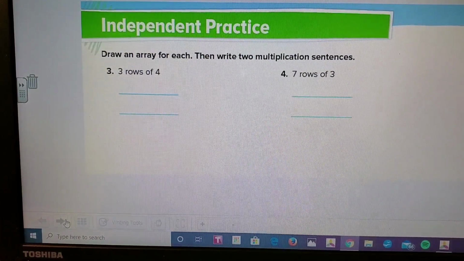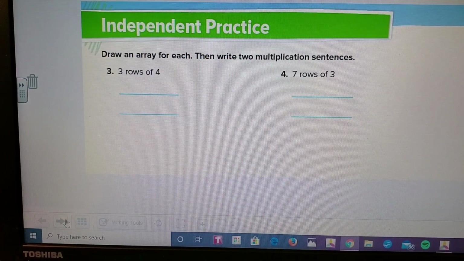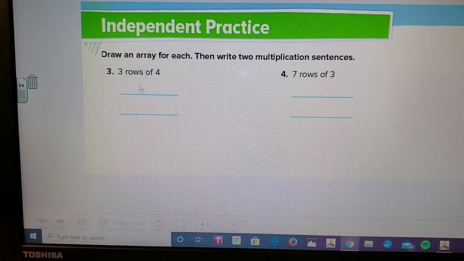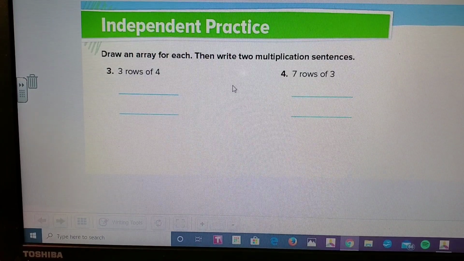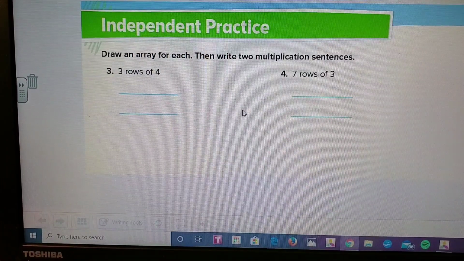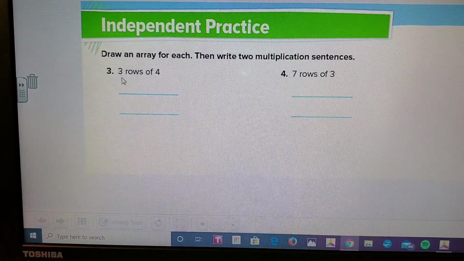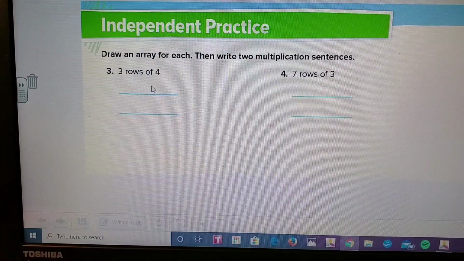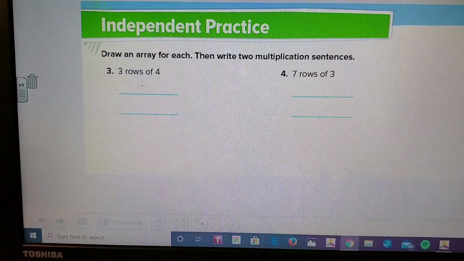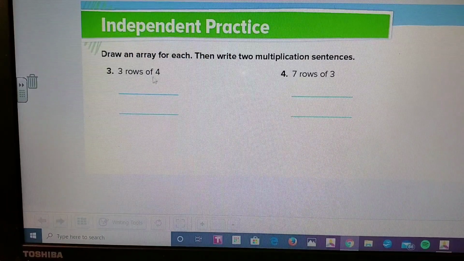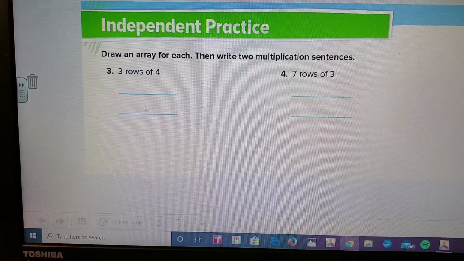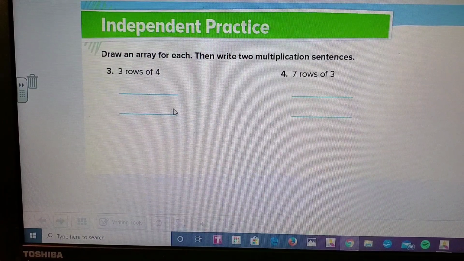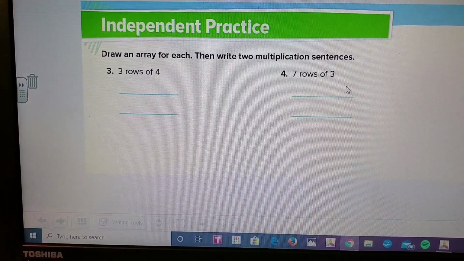Here we have independent practice 3 and 4. Draw an array for each. Then write 2 multiplication sentences. On this one, right here, you're going to draw 1 row of 4, 2 rows of 4, 3 rows of 4. So your number sentence will be, you try to write it down first. 3 times 4 equals, and this one you'll switch the factors, and this will say 4 times 3 equals. And you fill in how much it is.